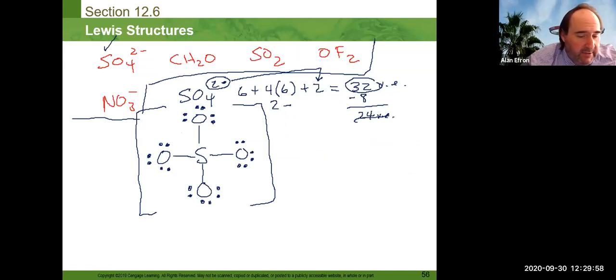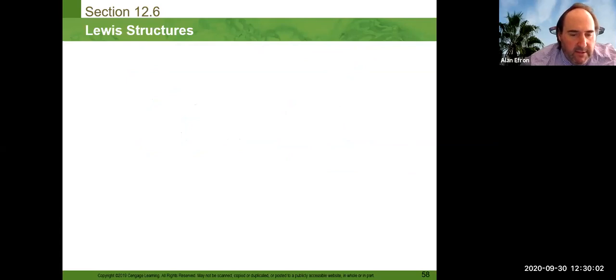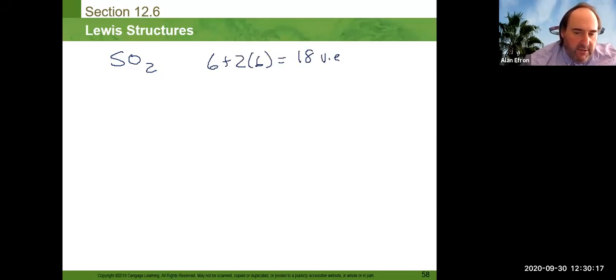Continuing on, we're going to go to SO2. So we'll go here. SO2. Same idea, going to start with our valence electrons. So sulfur is 6. There's 2 oxygens, each has 6. So that is going to give us 18 valence electrons here when we do our math.